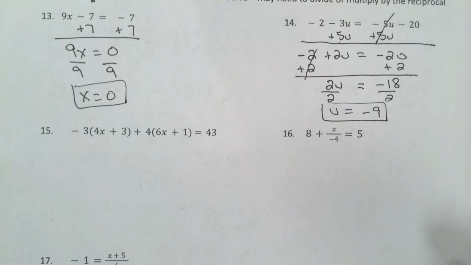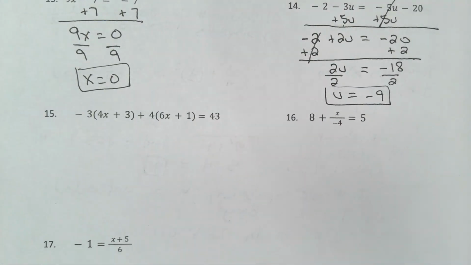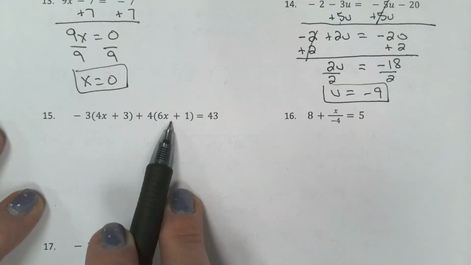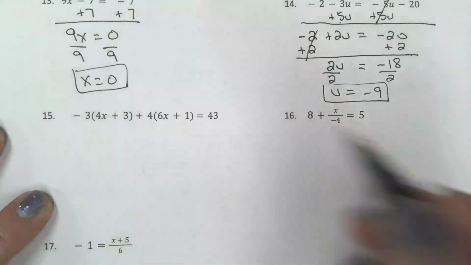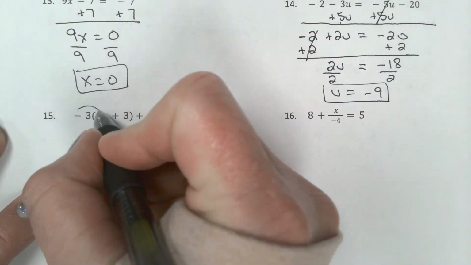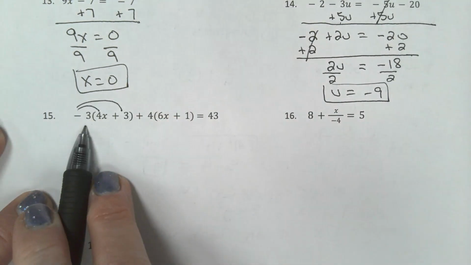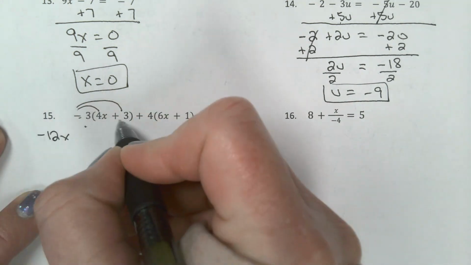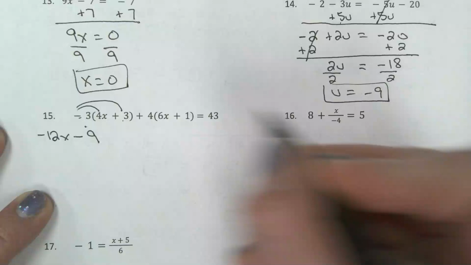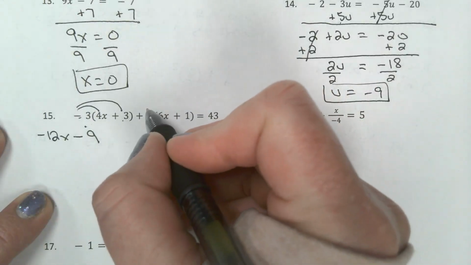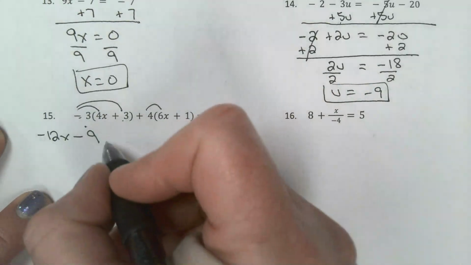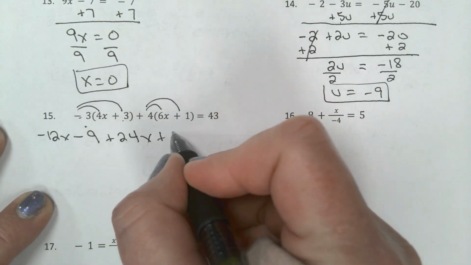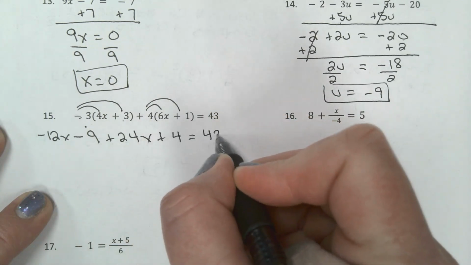Number 15, I have parentheses. You need to distribute. You cannot move things across with parentheses. That becomes complicated. I'm going to distribute. -3 times 4 is -12x. -3 times 3 is -9. 4 times 6 is 24x. 4 times 1 is 4 equals 43.